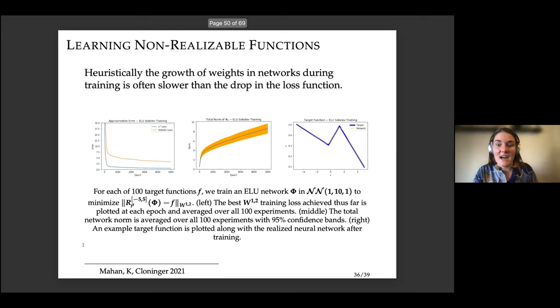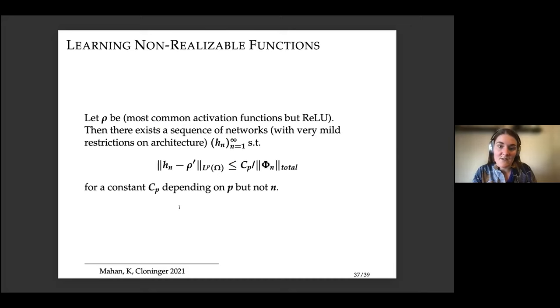For the sake of time, I'll say we heuristically showed that we were training networks to approximate functions that we knew were provably not representable by that architecture, and we were still able to get good approximations. What we saw was that the maximum entry of the weight matrices and the bias vectors was growing, but with almost a logarithmic type of growth. That inspired a proof, which ended up not being too hard, that says if you take rho to be pretty much any common activation function, except the ReLU type ones, then you have some sequence of networks, with certain mild restrictions on the architecture, that will approximate that derivative in L^p norm.